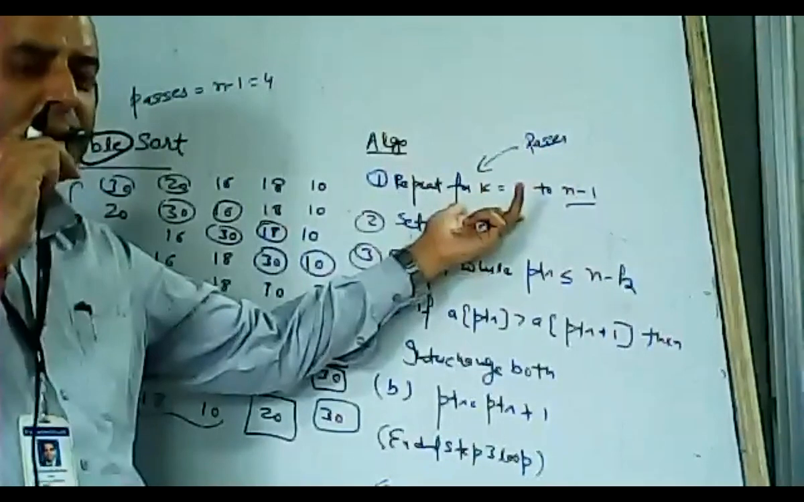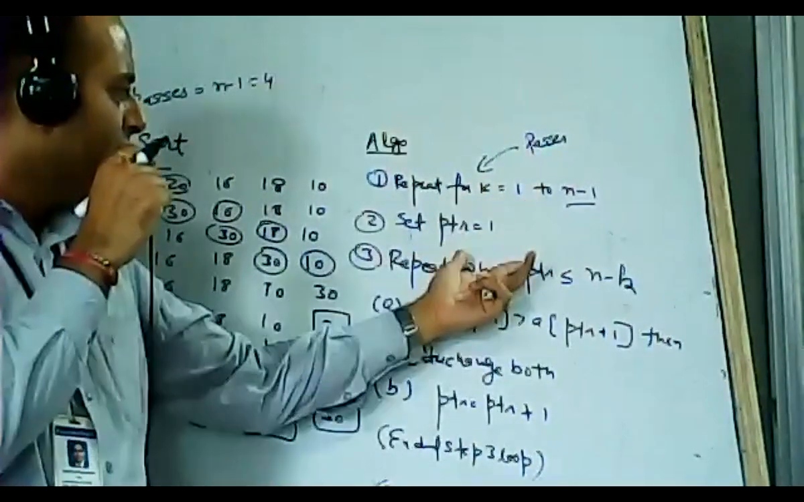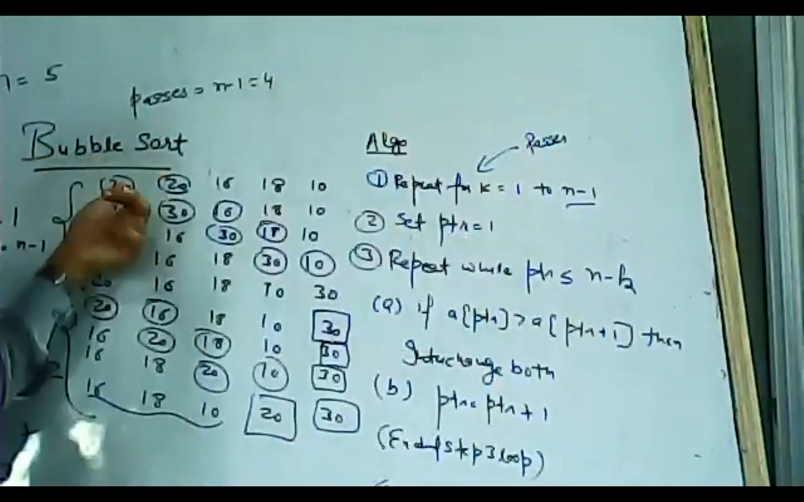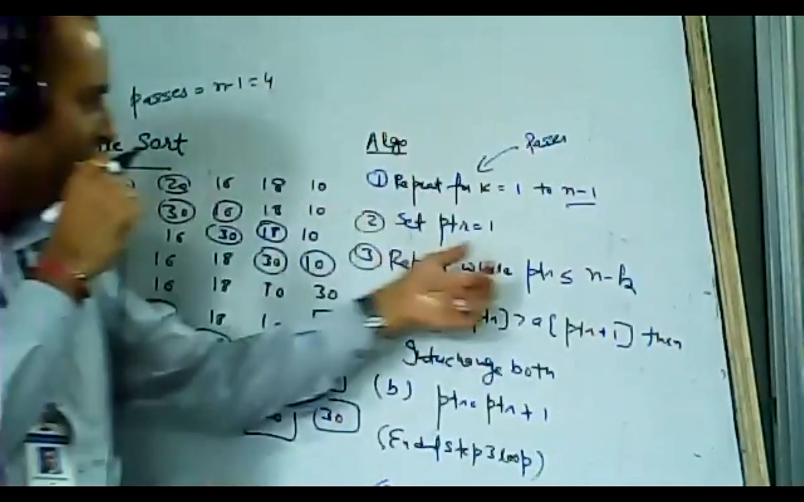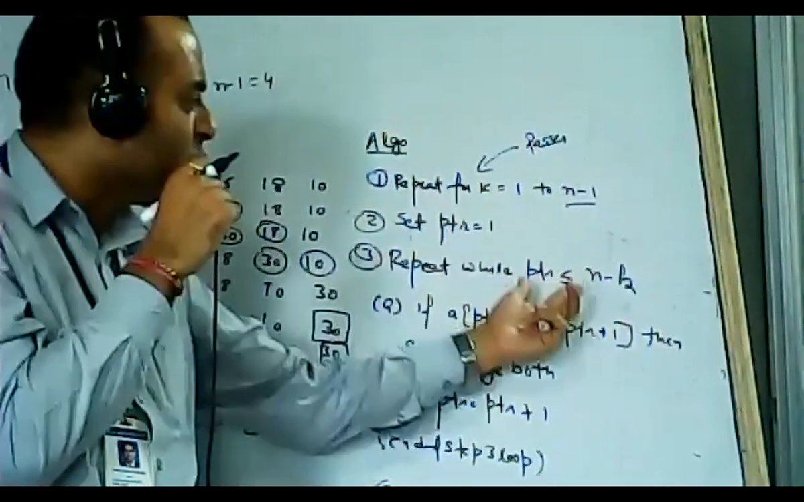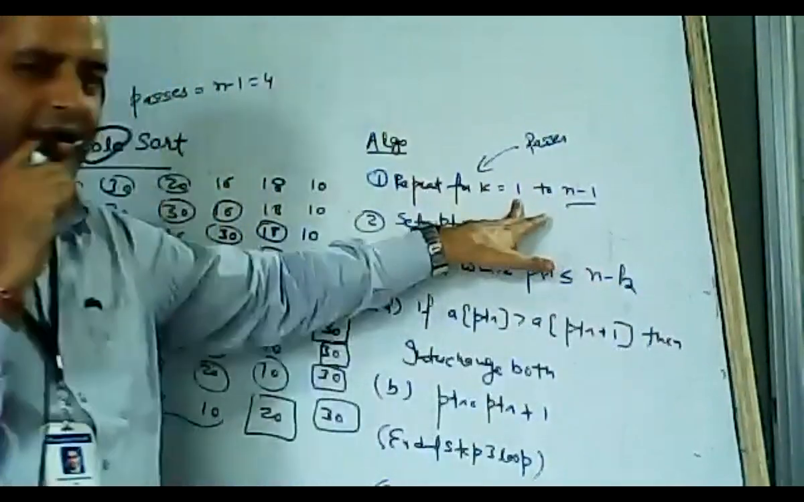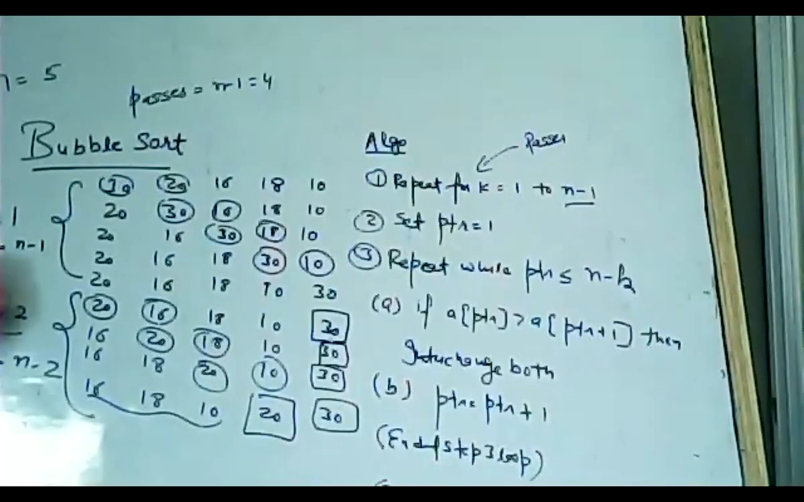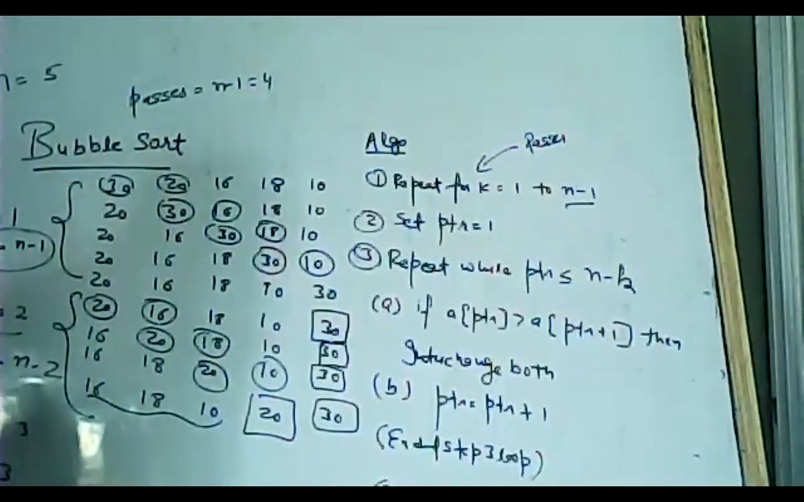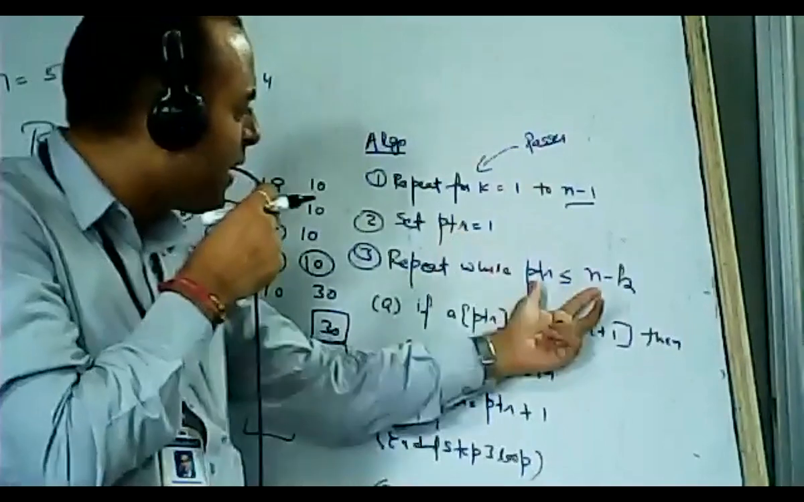So K is 1. We are going to start this algorithm. K is 1, pointer is 1, means we start from 30. So pointer will move from 1 to n minus K. What is the value of K? 1. So pointer will move from 1 to n minus 1. Yes. We saw how many comparisons there would be in pass 1: n minus 1. So K is 1, pointer will move from 1 to n minus 1.